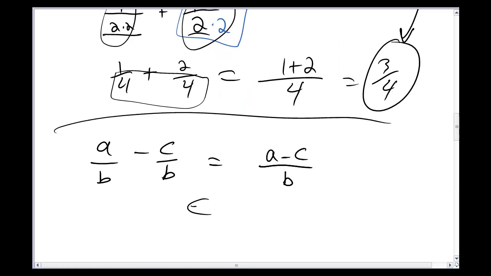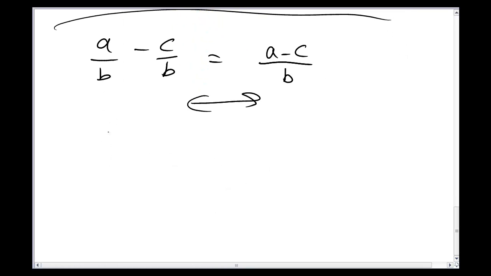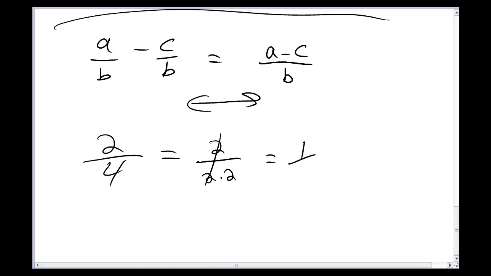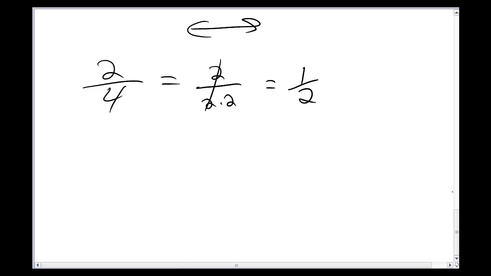This rule works both ways, incidentally. If you're talking about some things, let's look at this. Maybe you're already aware of the fact that since we wrote 2/4 as 2 over 2 times 2, you can do this cancellation thing and reduce this down to 1/2. So let's look at how this plays out with some addition.